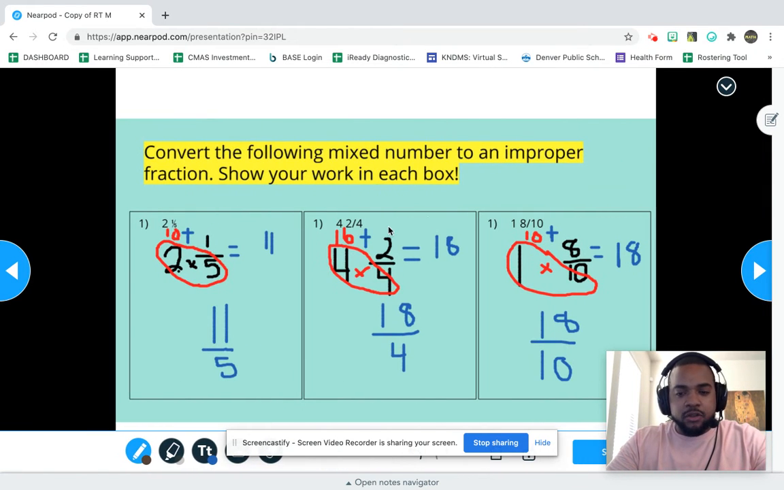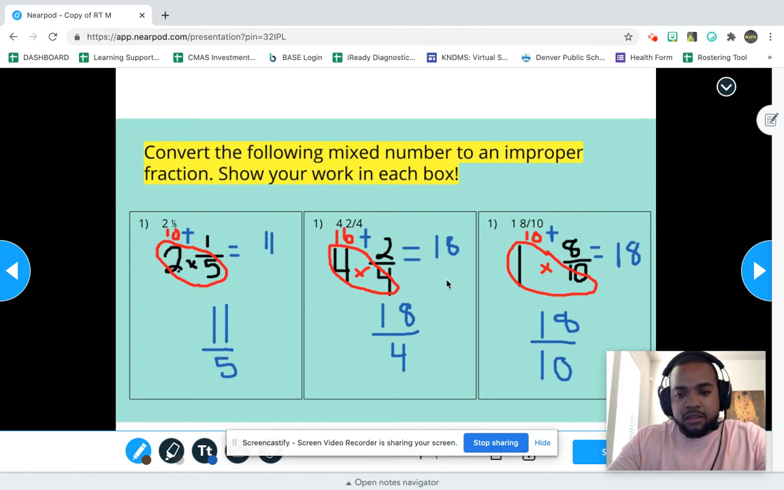So here are your three problems that you have just worked on. As you can see, 2 and 1/5 converted to 11/5, 4 and 2/4 converted to 18/4, and 1 and 8/10 converted to 18/10. So go ahead and pause the video. You can look to see how the work was done, if you did it incorrectly, to figure out any mistake you may have made, and just to check your work, right? It's always good to reflect on how you did.